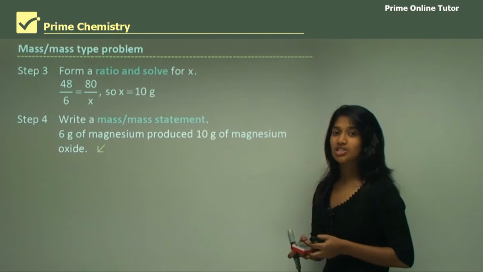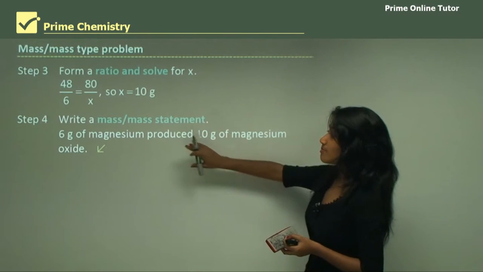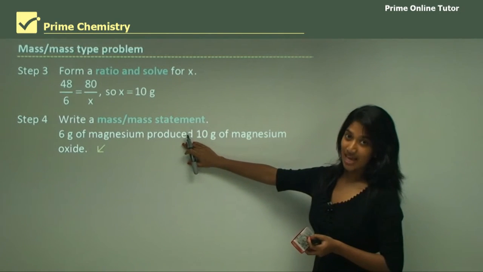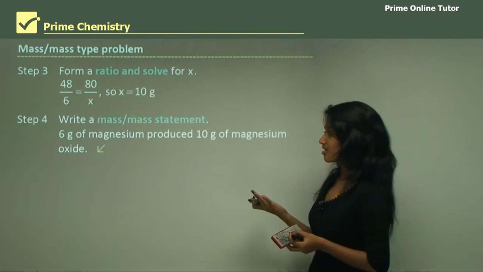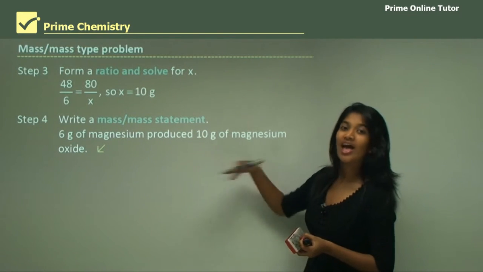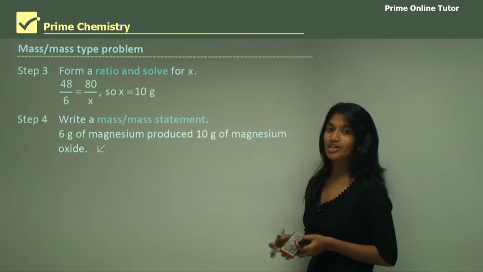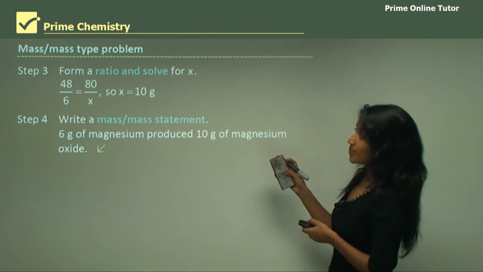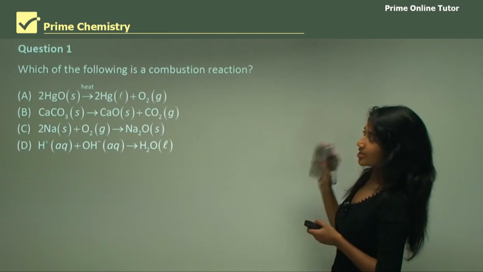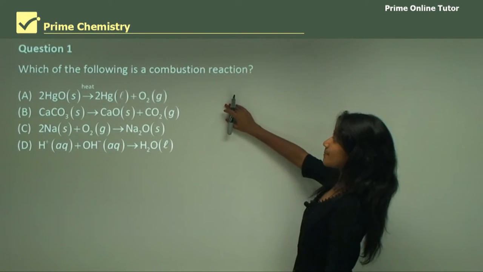So in this section, what we covered was how we work out our magnesium mass to mass statement, as well as how we looked at our chemical equations, and we studied a few reactions such as the combustion reaction and the neutralization reaction. Why don't we try some questions? We have question 1 here. Which of the following is a combustion reaction?